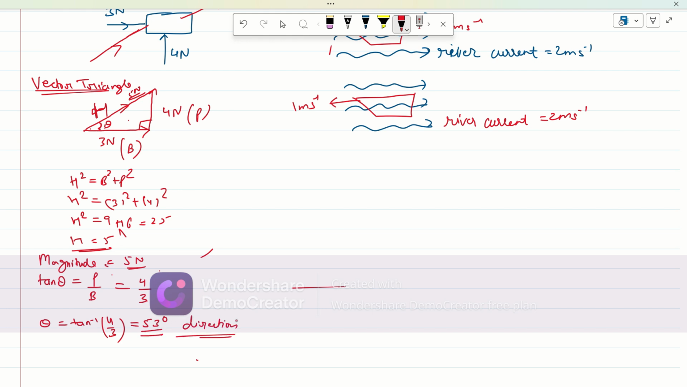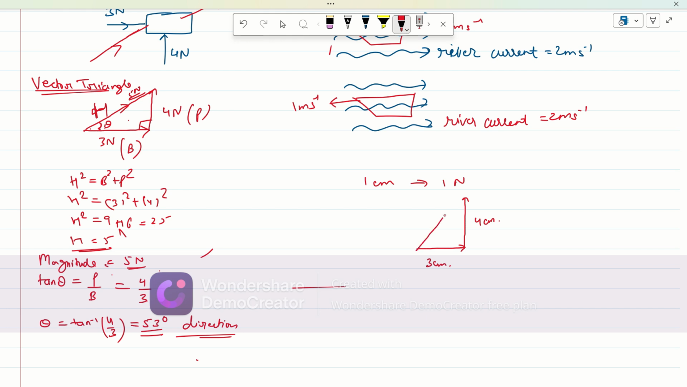Now in this question we have used a calculation method. You can also do this using a scale diagram. Scale diagram means you will choose a scale. Let's say you choose 1 centimeter to represent 1 Newton. So to represent a 3 Newton force, you will draw a line of 3 centimeter. To draw the 4 Newton force, you will draw a line of 4 centimeter.